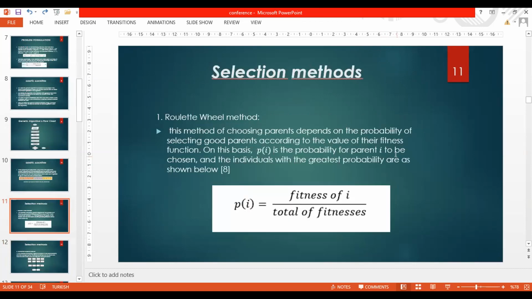Selection method. Let's talk about this selection method, roulette wheel. This method of choosing parents depends on the probability of selecting good parents according to the value of their fitness function. On this basis, Pi is the probability of parent i to be chosen, and the individuals with the greatest probability are chosen this way: fitness of i divided by the total of fitnesses.